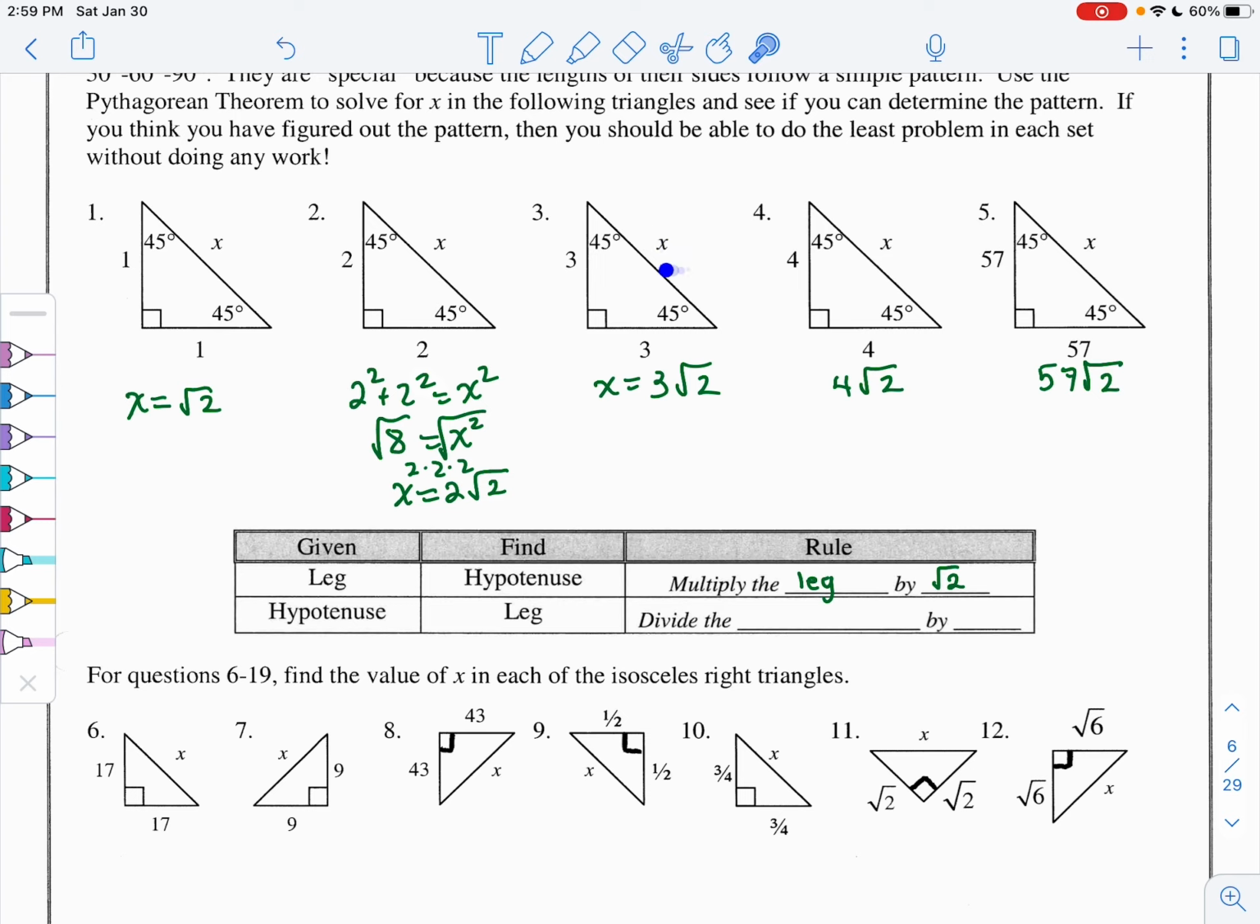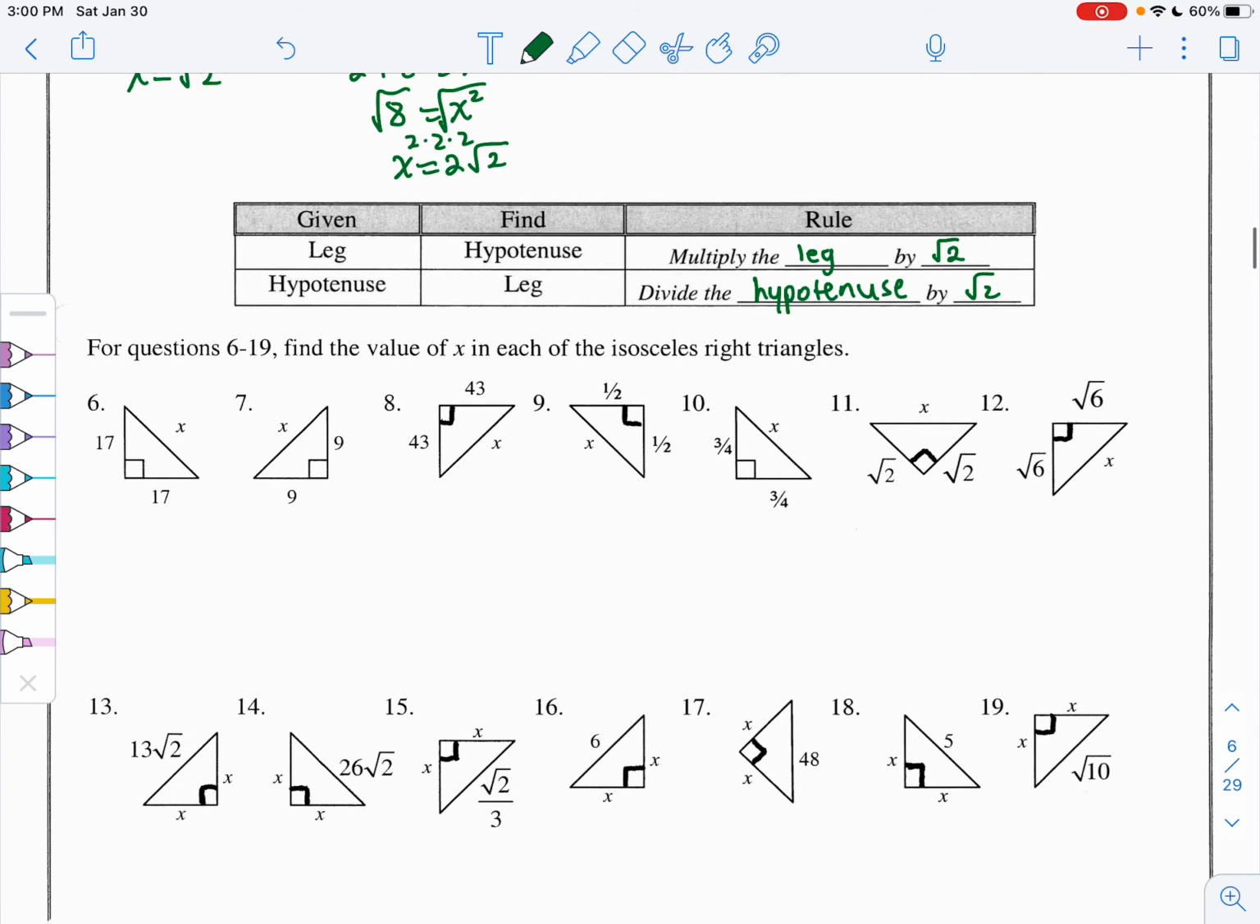Now let's think about a problem where we're given the hypotenuse instead, and how we would then go back to get the leg. So if we knew this was 3 rad 2 and our x was one of the leg values, how would we get back to that? Good, if you're thinking of inverse operations, to go backwards, the opposite of multiply is divide. So we would divide the hypotenuse by radical 2. So if we want to go bigger, we multiply. If we want to go smaller, we divide by radical 2.